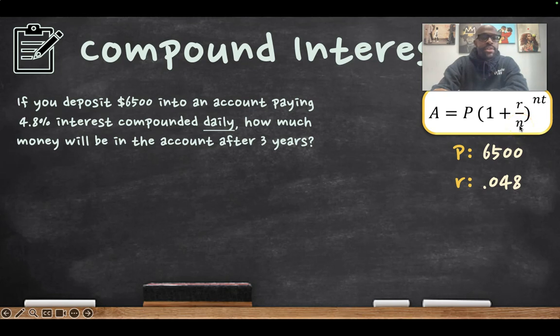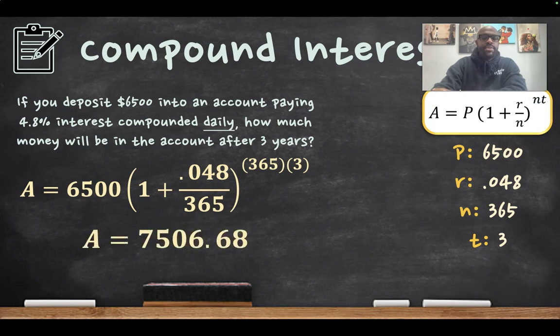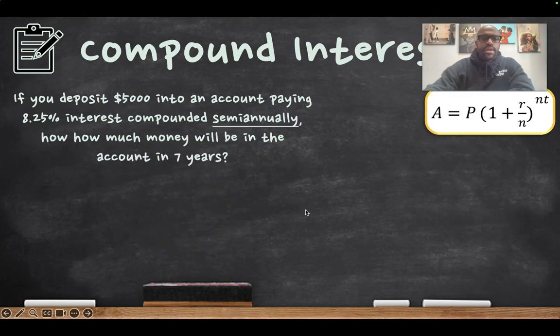And then how many times is it being compounded each year? That's daily. That's 365. So I have to put that in 2 places, underneath the fraction and in the exponent. And then it's 3 years. And then we just go ahead and type this into Desmos. And our result should be $7,506.68. Our next example, you're starting off with $5,000 here, 8.25% interest rate.